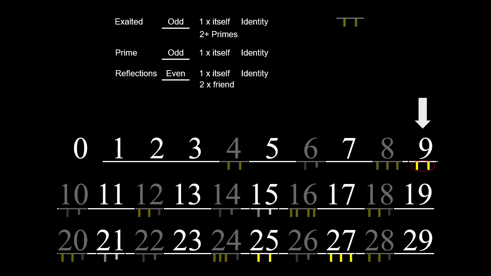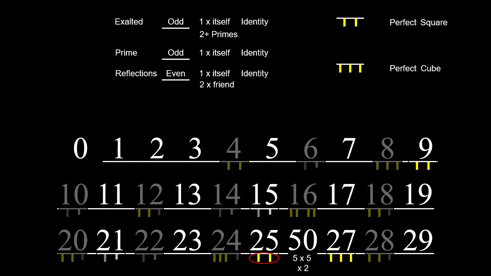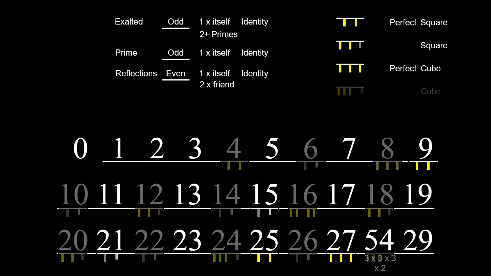2 identical supports produce a square. 3 identical supports produce a cube. When these identical supports stand alone, we call it perfect. 25 is a perfect square, but 50 contains a square and a 2. 27 is a perfect cube, but 54 contains a cube and a 2.